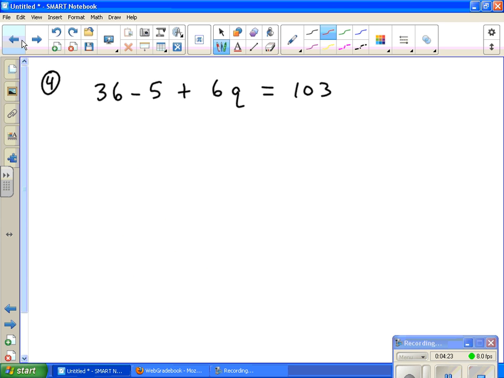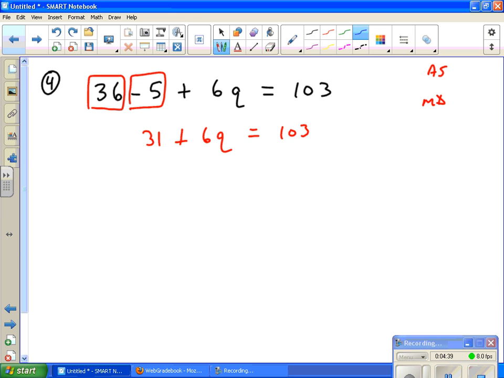Number 4 says 36 minus 5 plus 6q equals 103. You need to combine your like terms first, 36 and negative 5. When you do that, you get 31 plus 6q equals 103. Then you need to undo your addition and your subtraction before your multiplication and your division. So this says positive 31, which is the same thing as plus 31.